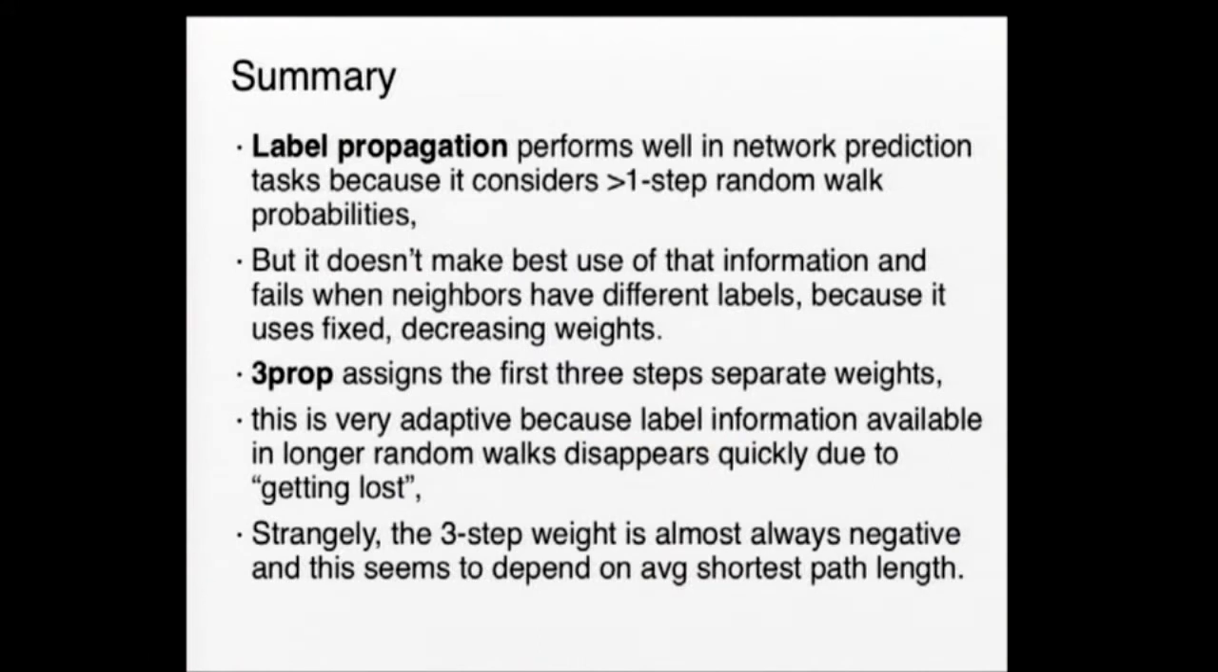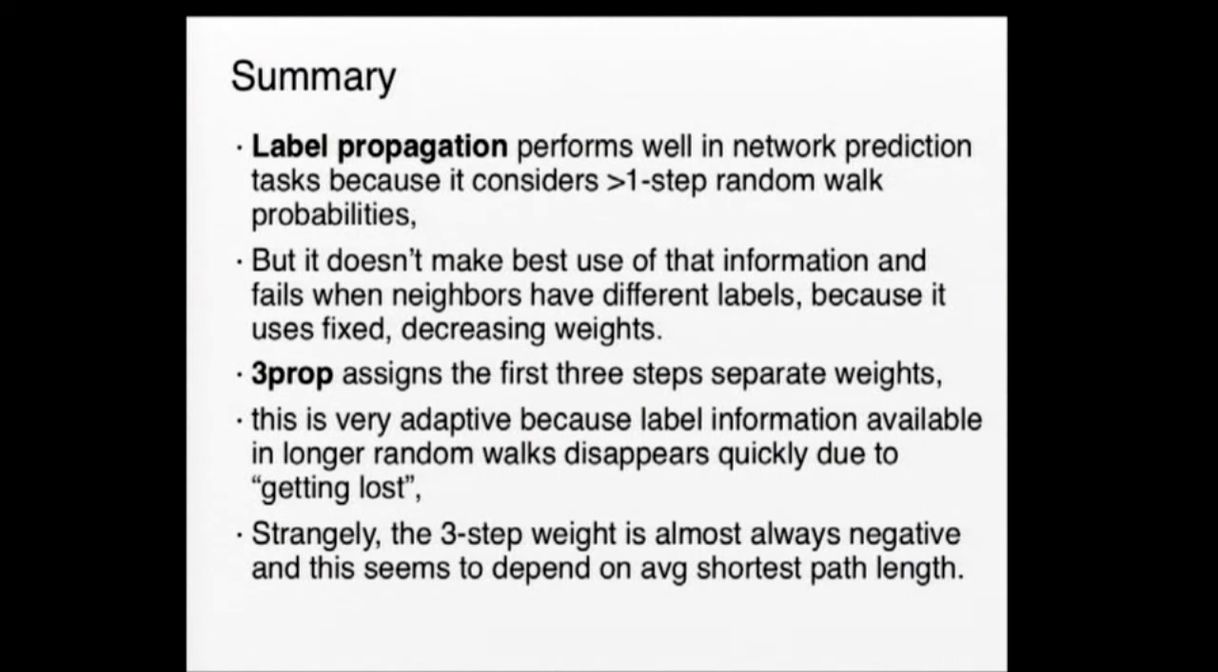Okay, so this is a very wordy summary, but it's good because I'm just going to read it. Label propagation performs well in network prediction tasks because it considers more than the one-step random walk probabilities. It can take advantage of the clustering that you see when you consider longer random walks. But it doesn't make best use of that information because it weights it less than the first step. And most of the time, when we let the weights choose what they want to be, it's the second step that gets the highest weight.